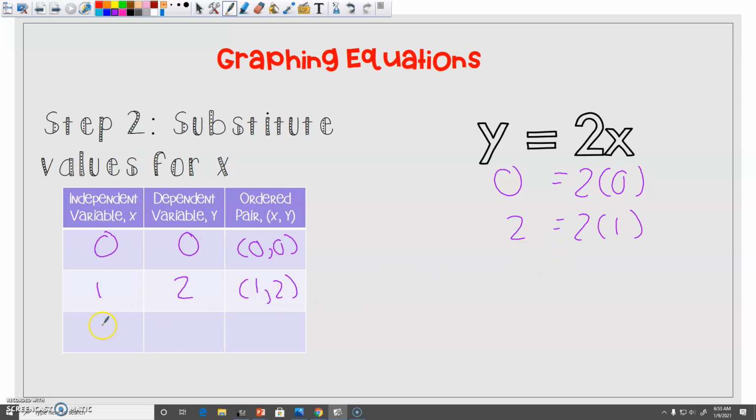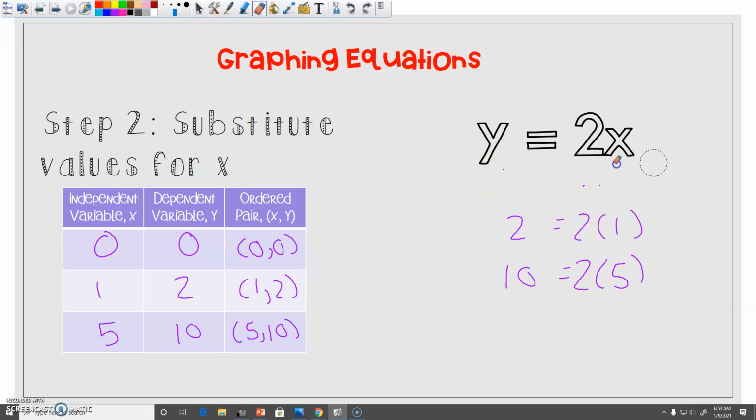How about 5 is my x, or my independent variable? So what I do to my x will affect my y. So 2 times 5 equals 10. My ordered pair is 5 and 10. I think I need to erase these for the next page.